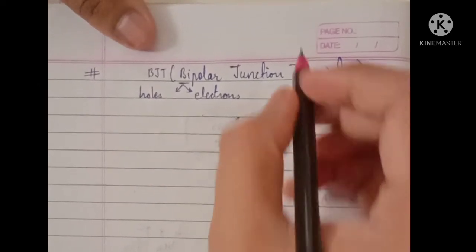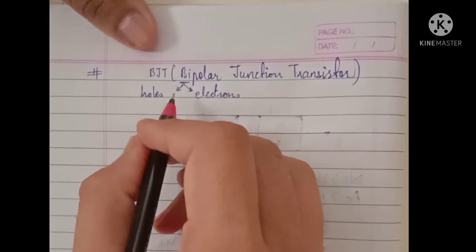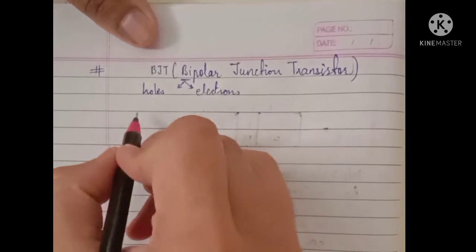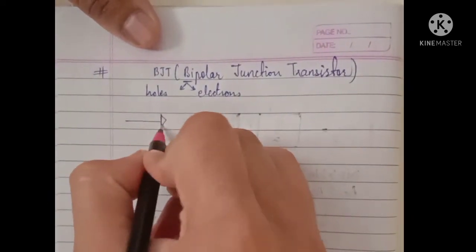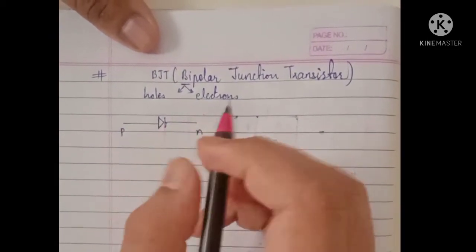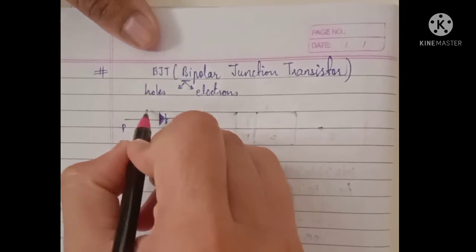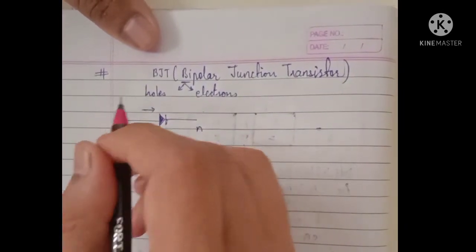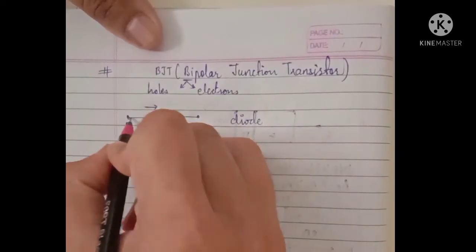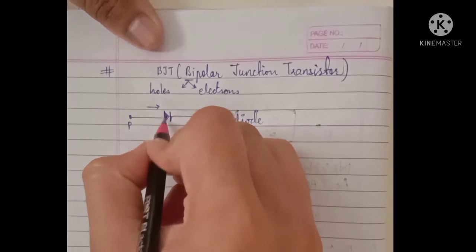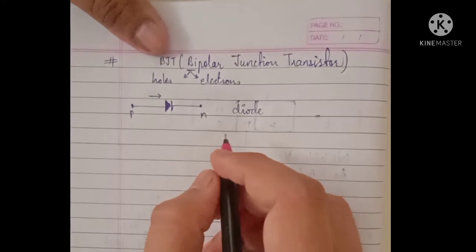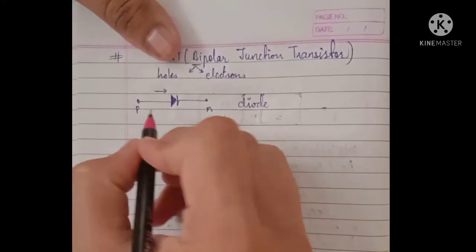Before going into the detail of BJT, we will see a PN junction. This is basically a PN junction diode. This is P and this is N. This arrow indicates that the current will flow in this direction. This is the positive side and this is the negative side. In chemistry we say it is the anode part and this is the cathode part. So this arrow indicates the current direction.